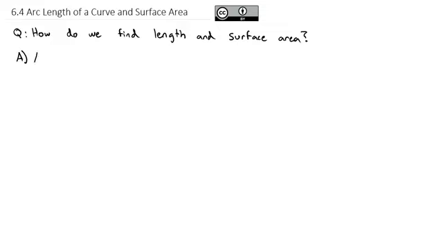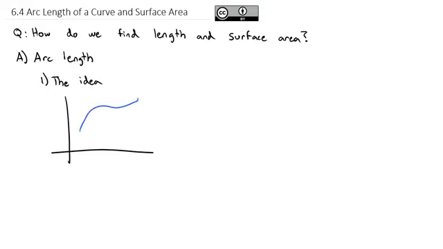First, we're going to start by finding arc length. And we're going to start by setting up the idea behind what we're doing. I'm going to oversimplify this just a bit, just to make a point of how this works. So if we've got some curve on here, if the curve is really windy, let's make it a little more windy than that. If the curve is really windy, it's difficult to actually measure how long that curve is.